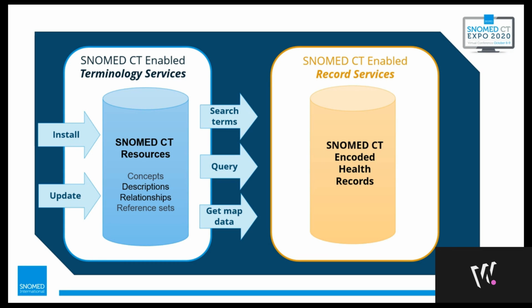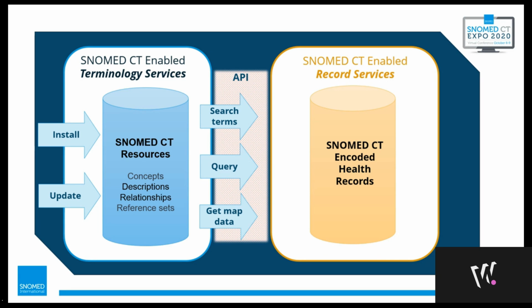Key terminology services in an electronic health record system include installing and updating the terminology, searching for terms, querying, and getting map data. These services are then made available to other applications through an application programming interface, or API. The API allows programmers to access the key services without being affected by changes to the way these services are implemented.